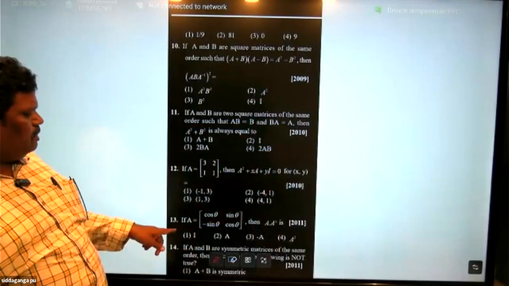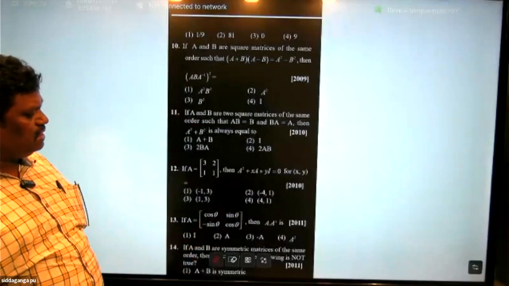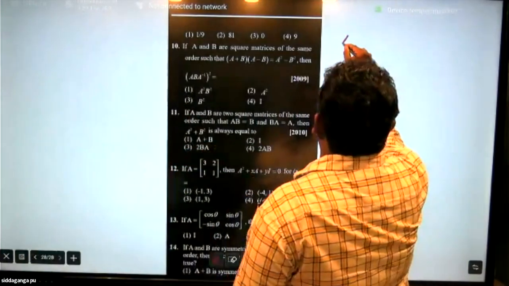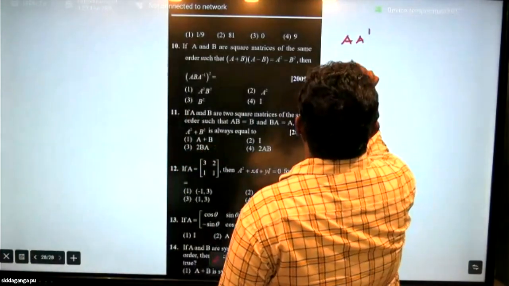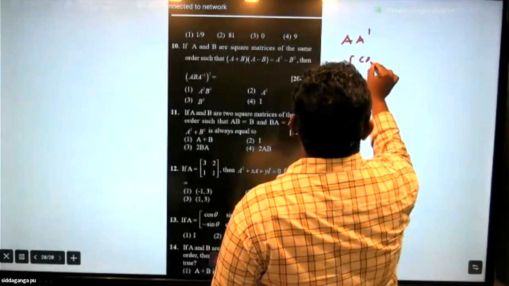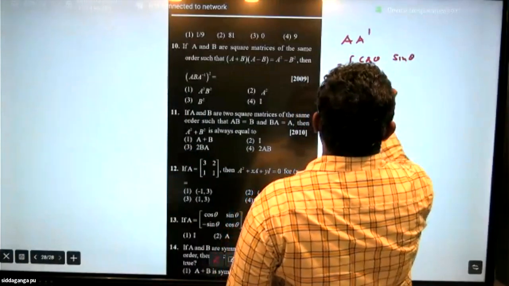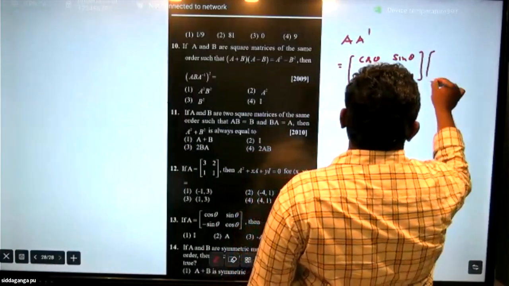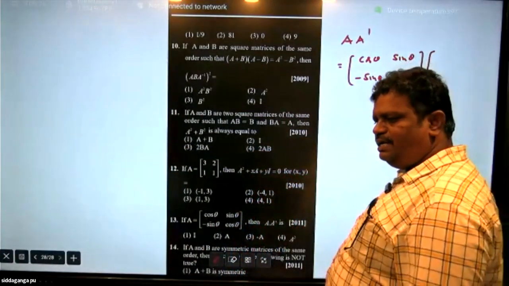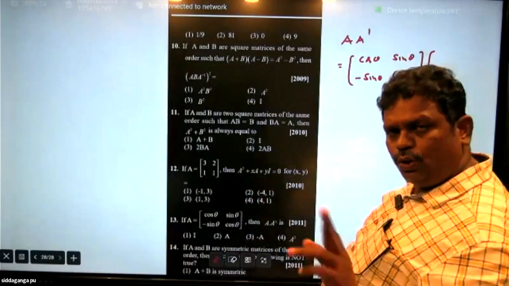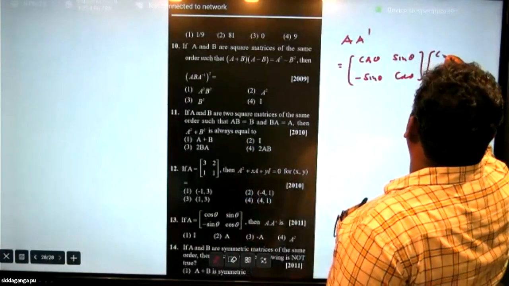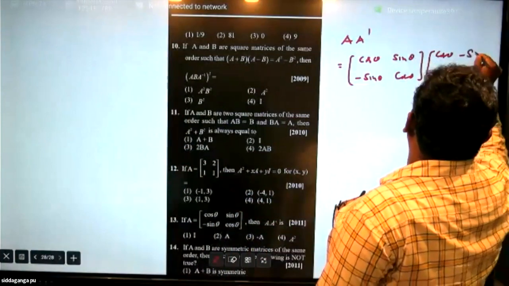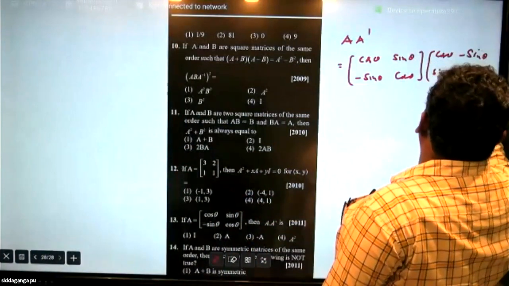This question: A is cos theta, sin theta, minus sin theta, cos theta. Then A into A dash, where A dash means transpose. So A matrix product A into A dash is A matrix, cos theta, sin theta, minus sin theta, cos theta, times the transpose. Transpose means we interchange rows into columns. So in this matrix we write cos theta, then sin theta, then minus sin theta, and cos theta.